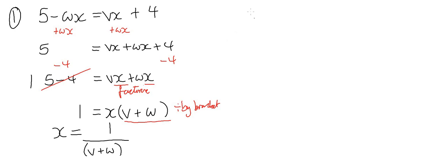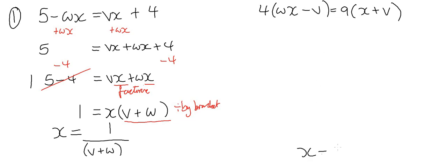Let's do one more. Okay, so here we've got 4 bracket wx minus v bracket equals 9 bracket x plus v bracket. So again, we've got x on both sides, and we want to end up with x on its own at the bottom. So the first thing we need to do is the same thing and get the x on one side. So we're going to need to expand these brackets. Remember, using arrows to remind yourself to do both terms.